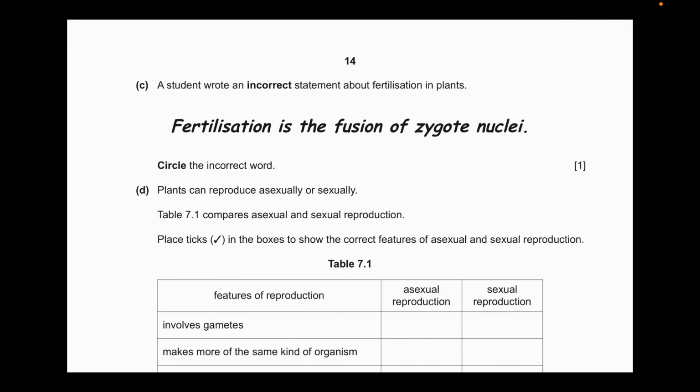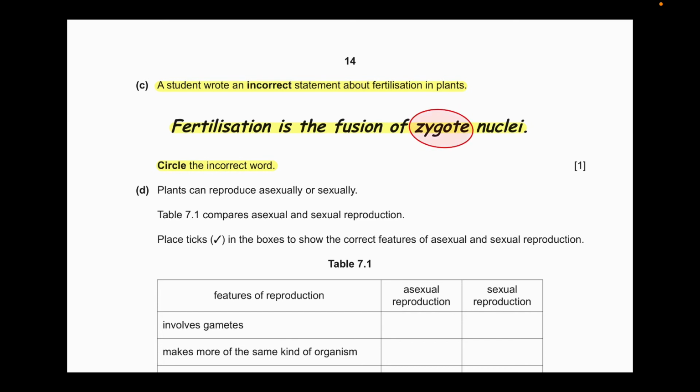Next question. A student wrote an incorrect statement about fertilization in plants. Fertilization is the fusion of zygote nuclei. Circle the incorrect word. So basically the zygote, this word is incorrect.